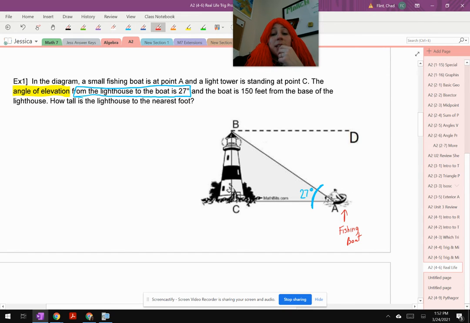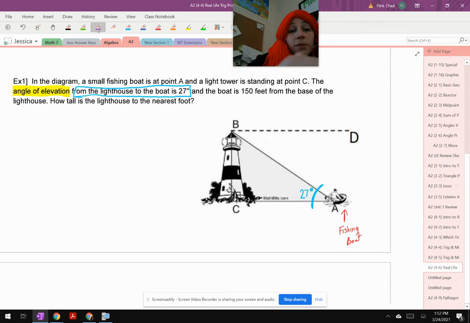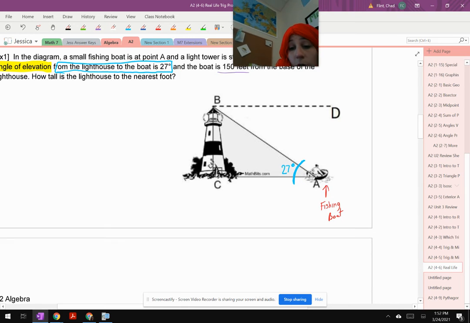It can't be this angle up here, because that wouldn't be an angle of elevation. That would be an angle of depression because it's going down. Angle of elevation has to be going up, has to be looking up. And our other piece of information here is that the boat is 150 feet from the base of the lighthouse, which means that this distance here is 150 feet.